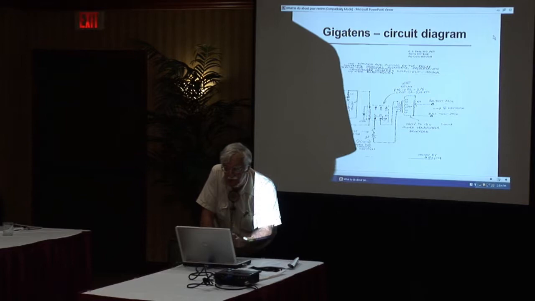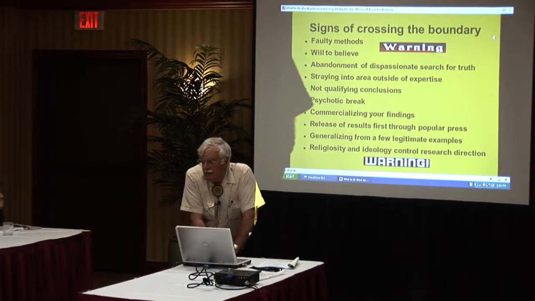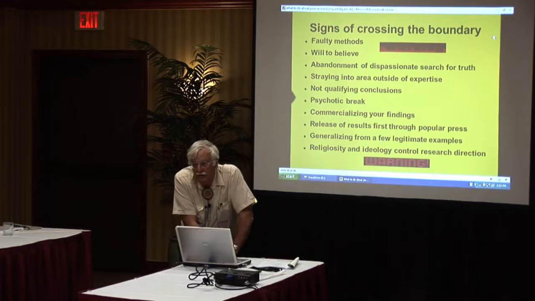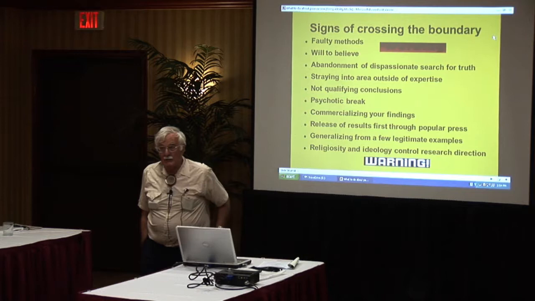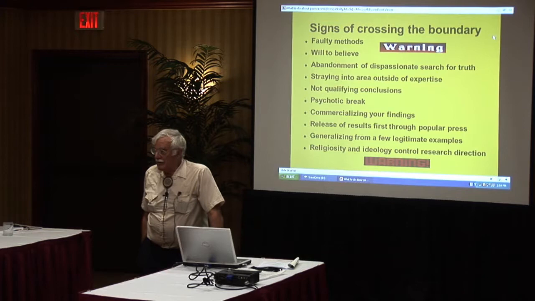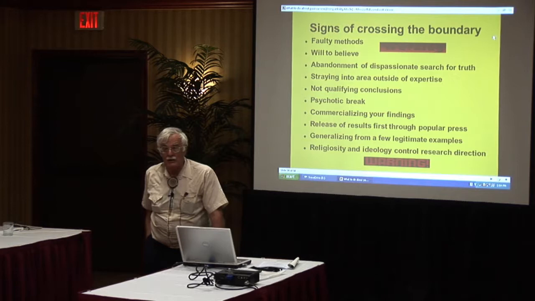What are the signs of the crossing of the boundary? How do you recognize it? This starts getting into the knowledge quality stuff. Faulty methods, will to believe, abandonment of the dispassionate research for the truth, whatever the truth is. At least you have some idea that you're looking for something. No qualifying conclusions, all this other stuff. Is there a psychotic break? You're going to look for stuff like this. Is there a change in the person's publications? What happened with this McDaniel? I don't know.